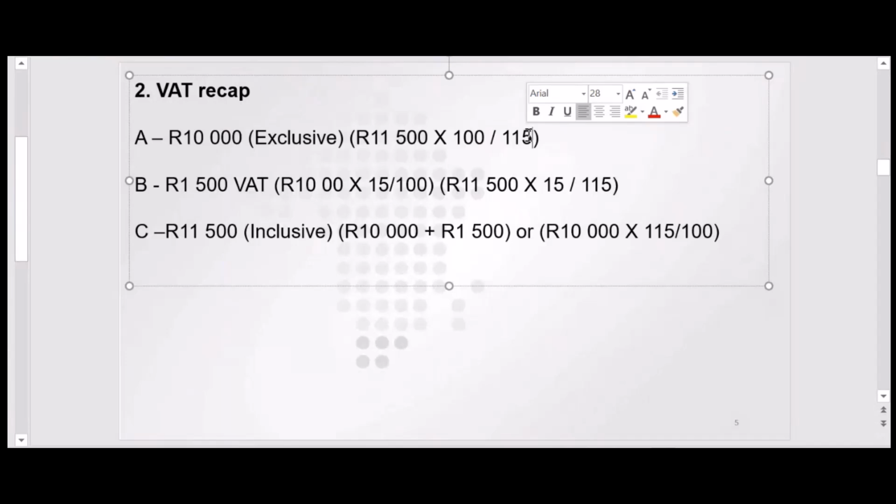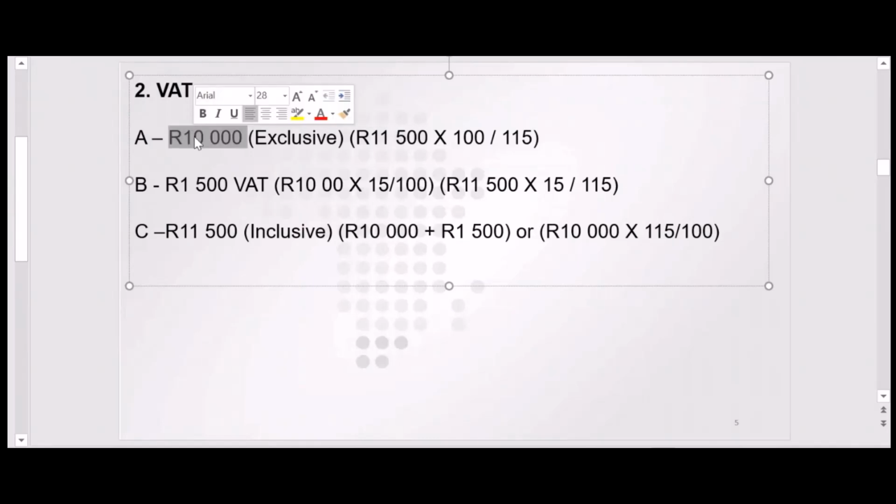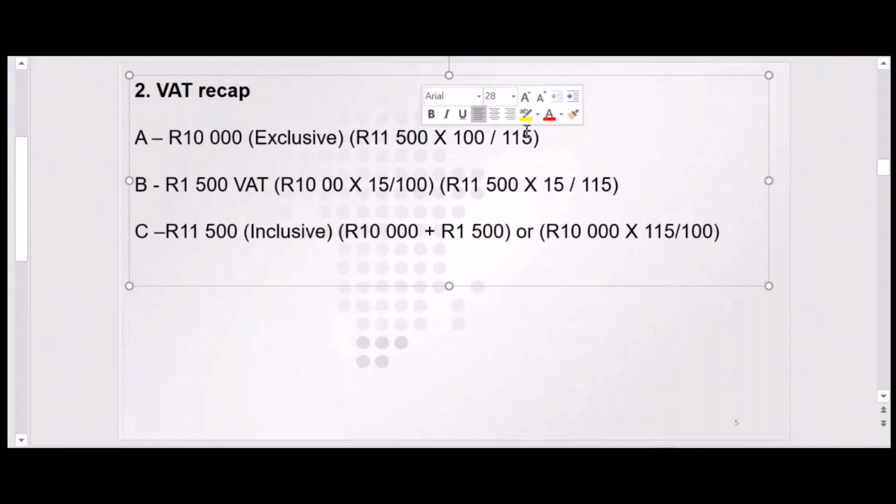The logic and the thinking around this is just to say 10,000 is the amount before VAT, which is like 100%. It does not have VAT or any other thing as yet. 11,500 has been added an additional 15%. So it has 15% on it. Hence, you are dividing by 115, and you are looking for 100% of the amount, which is multiplying by 100.